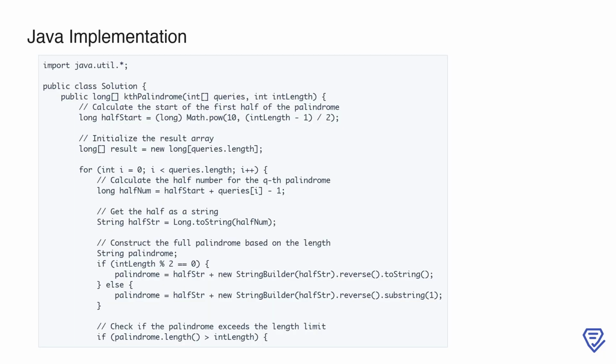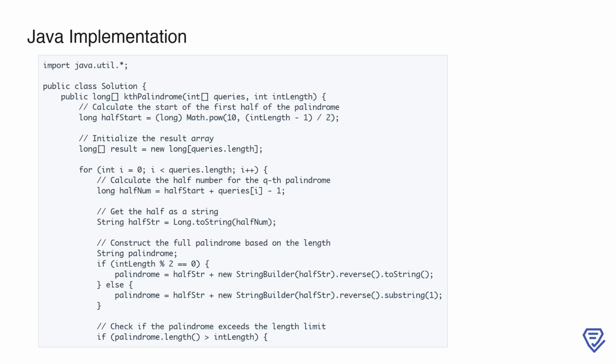Here, we begin by importing the necessary libraries and defining the solution class. The primary method, kth palindrome, takes 2 parameters, an array of queries and an integer representing the length of the palindromes we want to construct. To start, we calculate half_start, which marks the starting point for generating the first half of the palindromes. This is determined using the formula 10 raised to the power of (length - 1) divided by 2, which helps us identify the smallest number that can form the first half of the palindrome.